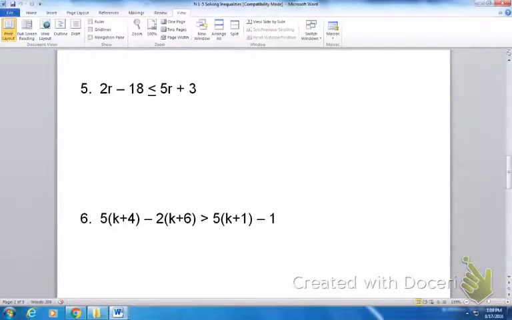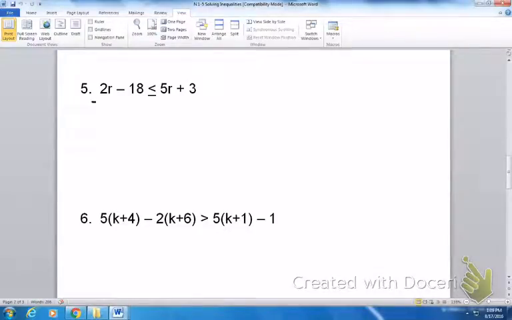This one's got a little bit more to it, but we've solved problems just like this before. I have 2r minus 18 is less than or equal to 5r plus 3. Thank goodness there's no distribution or anything yet, but I do need to get my r's on the same side. Now, some of you may want to subtract 5r from both sides. I suggest subtracting 2r from both sides so that we can keep it positive.